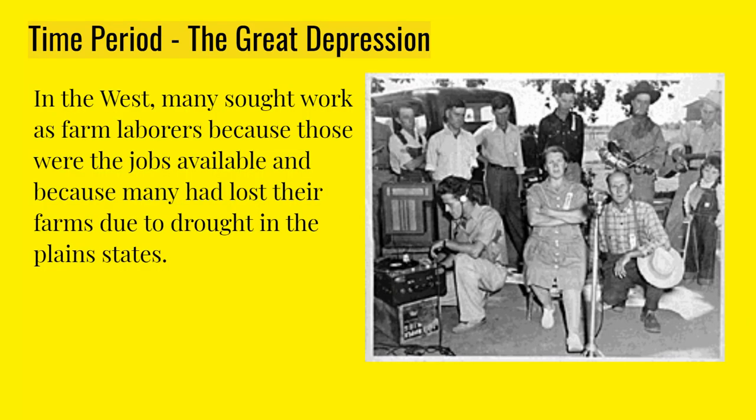Now in the West, when we're looking at farms and farmlands, many sought work as farm laborers because those were the jobs that were available. And then many had lost their farms due to the droughts in the plains states like Kansas, Oklahoma, and Nebraska. We call that the Dust Bowl. Basically there was this huge drought and farmers couldn't grow anything, so they ended up losing their farms to the banks, and then they had to find work. So a lot of them went to California to work on the farms there.